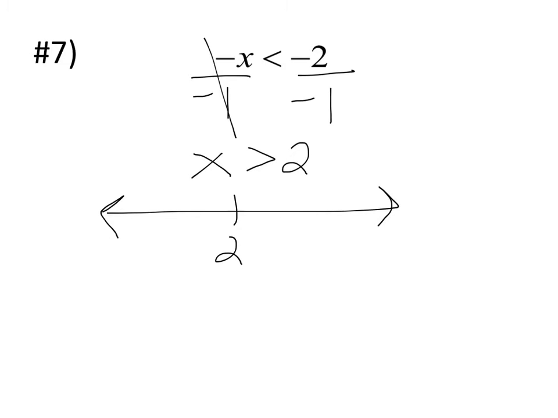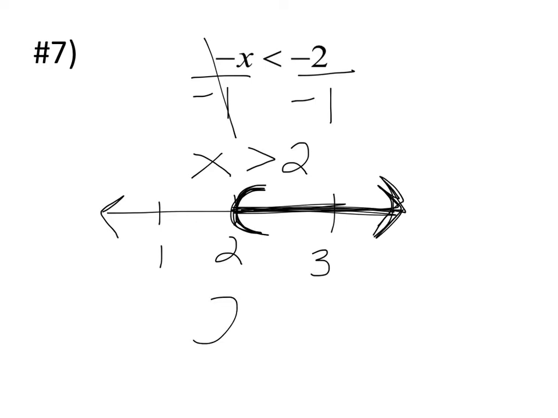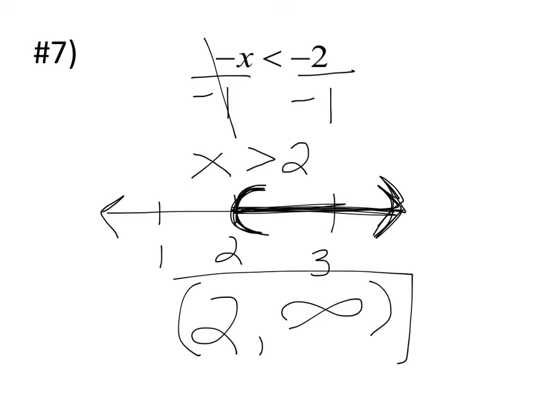So put your 2 in the middle. Got 1 here and 3 there. Your variable's first, so shade the way the arrow points. So the arrow points this way. So it's going to be a parenthesis because it's just greater than. It's not or equal to. So I'm going to shade this way. So you have 2 with a parenthesis to positive infinity.